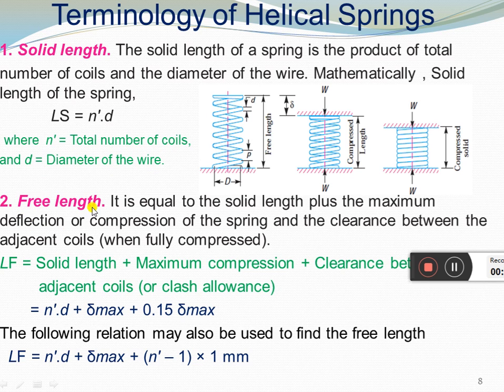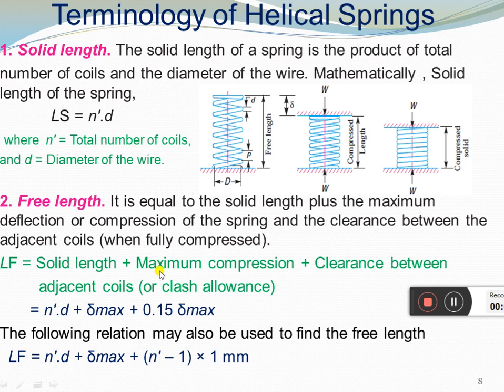And free length. So free length is solid length plus maximum compression plus clearance between adjacent coils. So that is solid length, we know already, that is N dash d, and the maximum compression is del max, that is maximum deflection, plus clearance between the adjacent coils, 0.15 del max. Otherwise the free length, LF, is equal to N dash d plus del max plus N dash minus 1 into 1 mm. So this is the equation to find the free length.